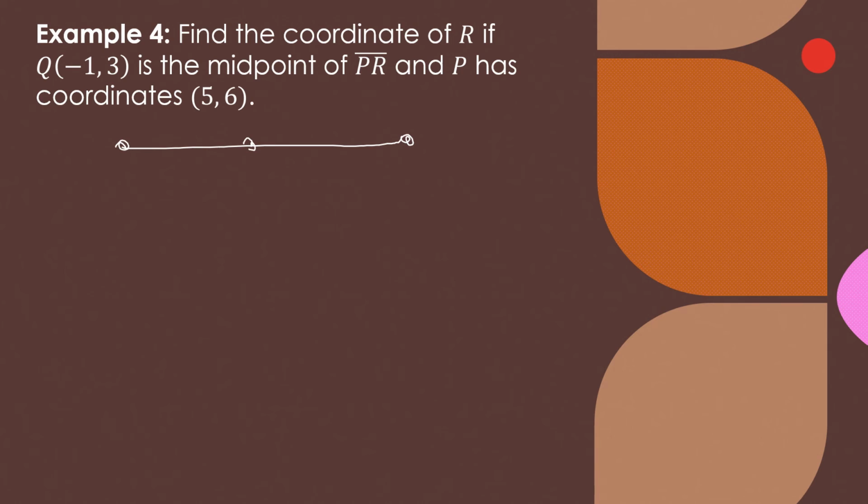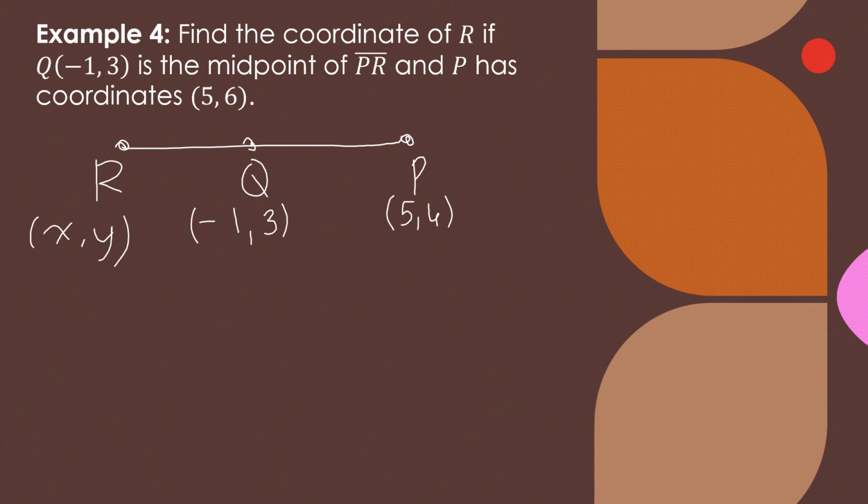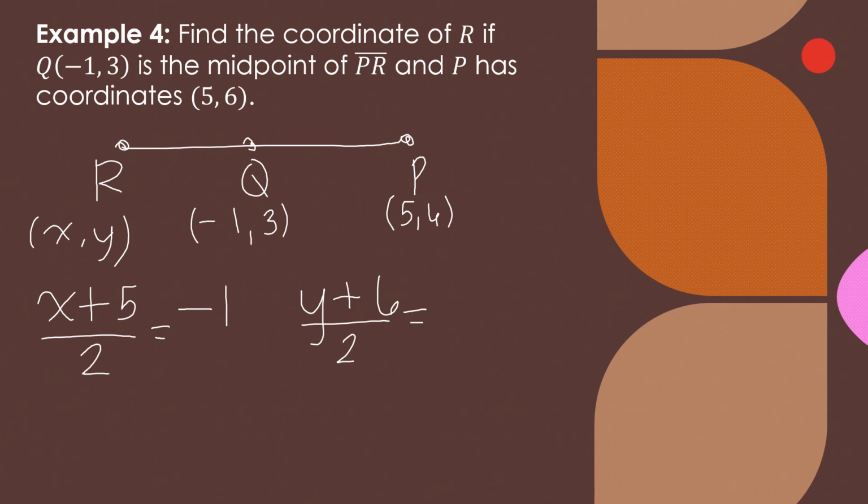So find the coordinate R if Q is the midpoint and P has coordinates 5, 6. Okay, so we've got 5, 6 for P, negative 1, 3 for Q, and we're looking for R. We don't know what it is. I'm just going to call it x, y. What we do know is we have a midpoint formula, and we know that if we add the x coordinates of the endpoints, if we add x and 5 and divide by 2, it should equal the x coordinate of the midpoint. And the same thing is true for the y coordinates. If I add the endpoints y and 6 and divide by 2, I should get the y value for the midpoint, which is 3. So I'm just going to solve these two equations.